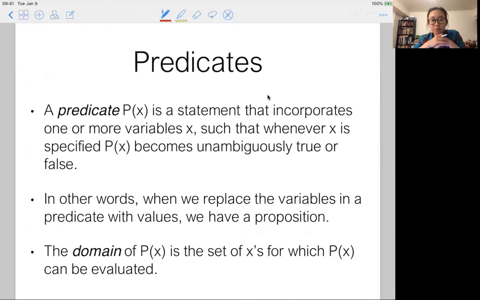So a predicate P of x is a statement that incorporates one or more variables x such that whenever x is specified, P of x becomes either true or false. In other words, when we replace the variable in the predicate with values, we have a proposition. We're going to give a few examples very soon. The domain of a predicate is the set of variable values for which the predicate can be evaluated. All of this sounds a little abstract, so let's look at a few examples.